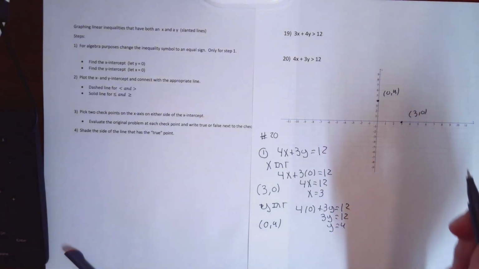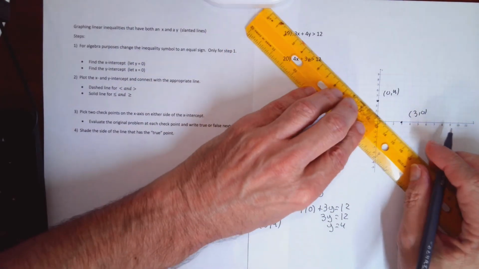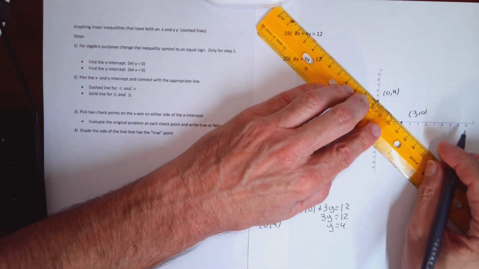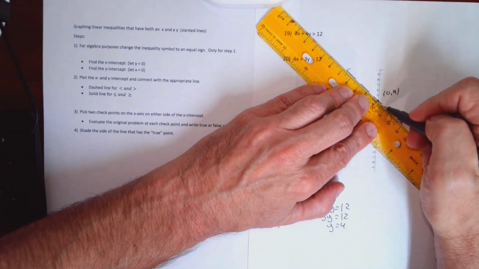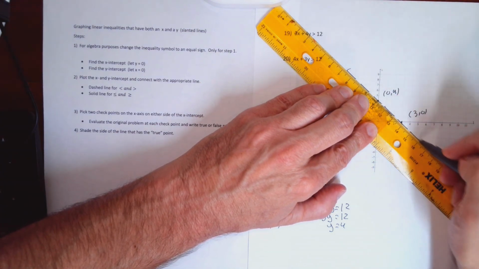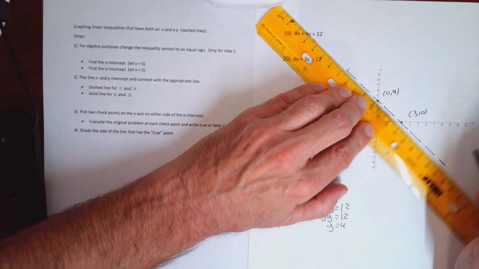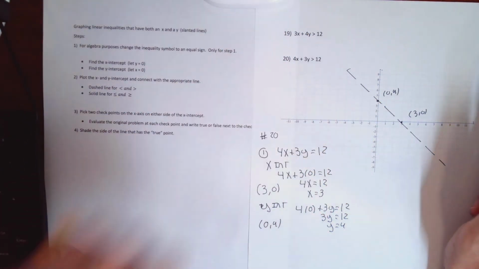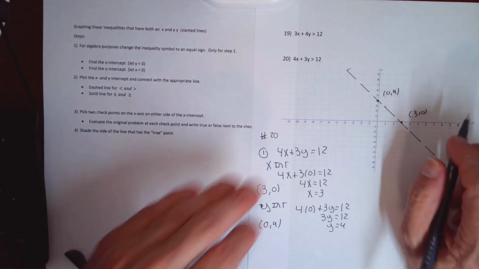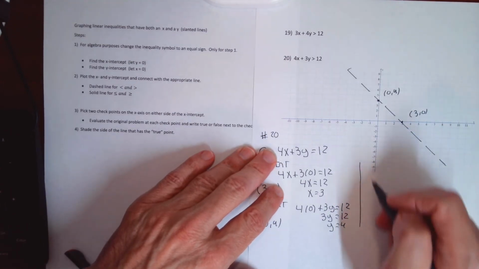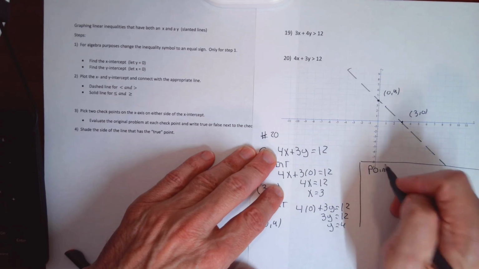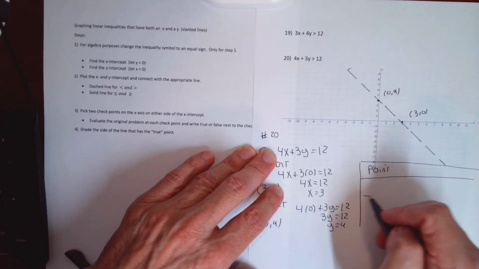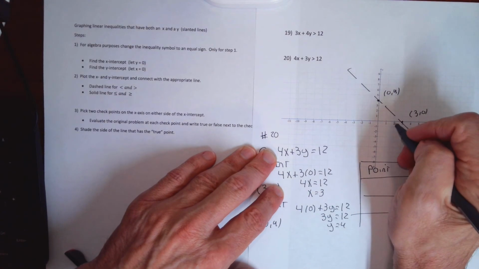I'm going to connect them with a dashed line because I don't have the or equal to. So I'm into step 2, plot the x-intercepts, connect them with the appropriate line, solid if you have the or equal to, dashed if you don't, and now I'm going to go for shading purposes. What I'm going to do is pick a point on either side of the x-intercept. This is overkill. You can do less than this, but I've had success doing this.